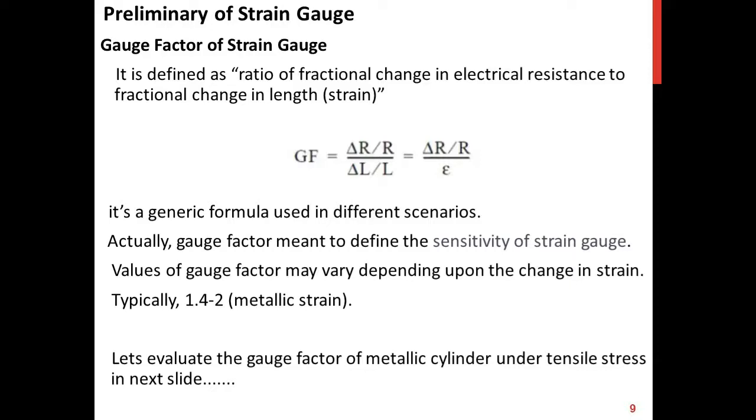Actually, the gauge factor is meant to define the sensitivity of the strain gauge, how sensitive it is in giving a change in resistance whenever there is a change in the length of the strain gauge. The values of gauge factor may vary depending upon the change in the strain. Typically, metallic strain gauges have a gauge factor of 1.4 to 2. For a semiconductor piezoresistor, it is almost about 200. It is more sensitive, and the metallic strain gauges are less sensitive, with a lower gauge factor number. Let's evaluate the gauge factor of a metallic cylinder under tensile stress in the next slide.